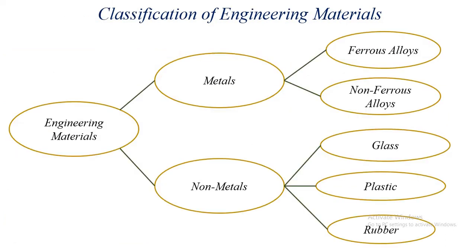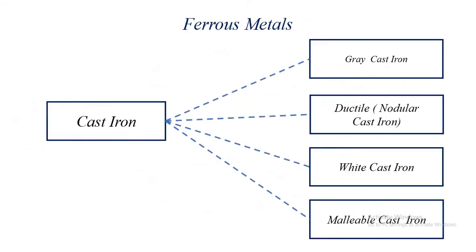Classification of engineering materials. Engineering materials are broadly classified as metals and non-metals. Metals are further classified as ferrous alloys and non-ferrous alloys. Non-metals are further classified as glass, plastic and rubber. Ferrous metals or ferrous alloys.